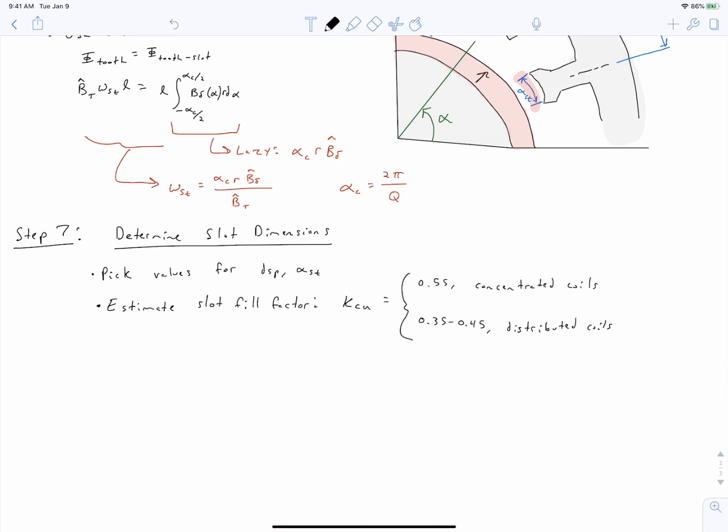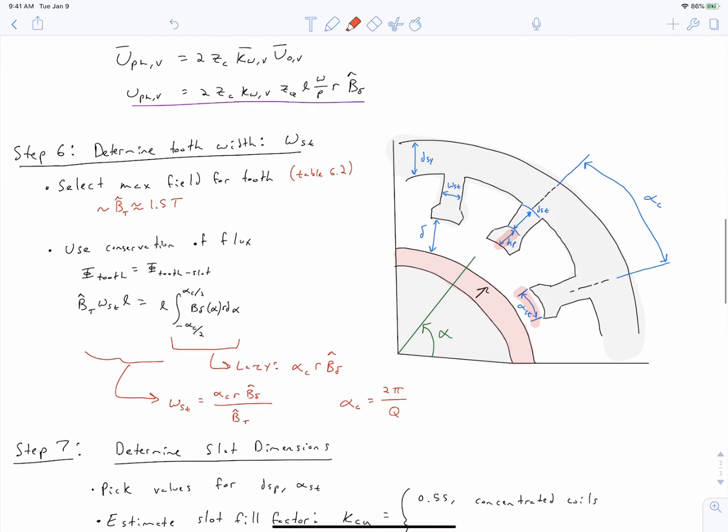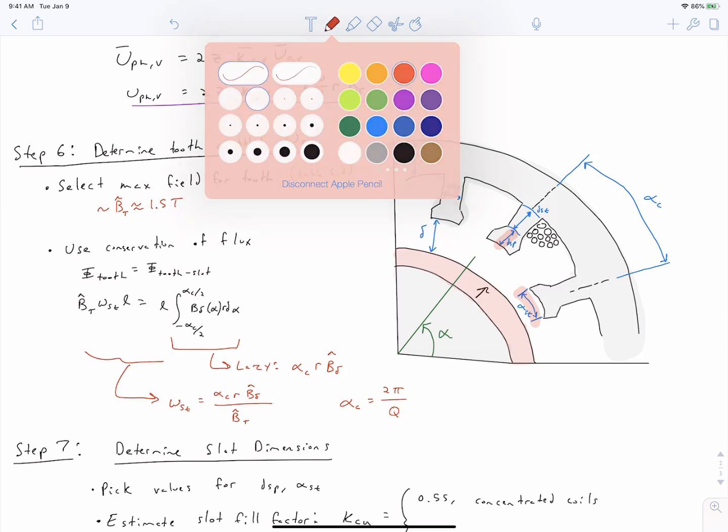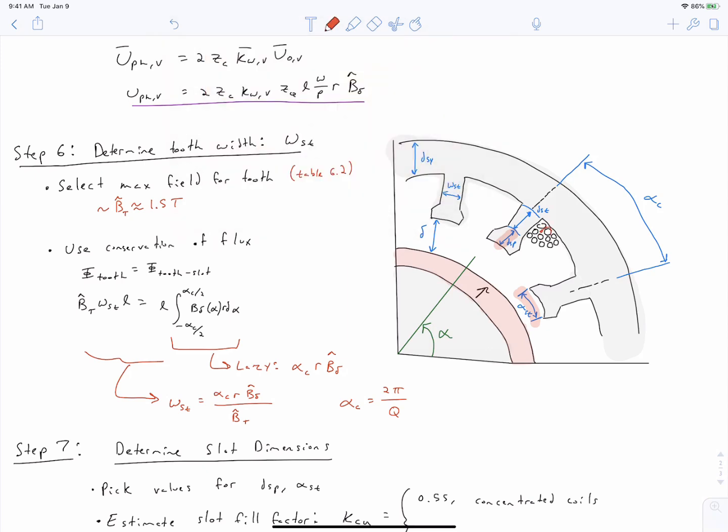Next, you need to determine an estimated slot fill factor, and I'm labeling this as this variable KCU. So slot fill factor, what does that mean? If you look at your slot and you imagine that you've filled it up with a bunch of conductors, so you've placed a coil side within it, your conductors probably, in most cases, are going to be circular conductors, although you can use rectangular conductors. But suppose you've placed a bunch of conductors in here. You see that they are circles, and so they don't fully fit together. You've got all this space in between the conductors where you've got no copper within your slot.